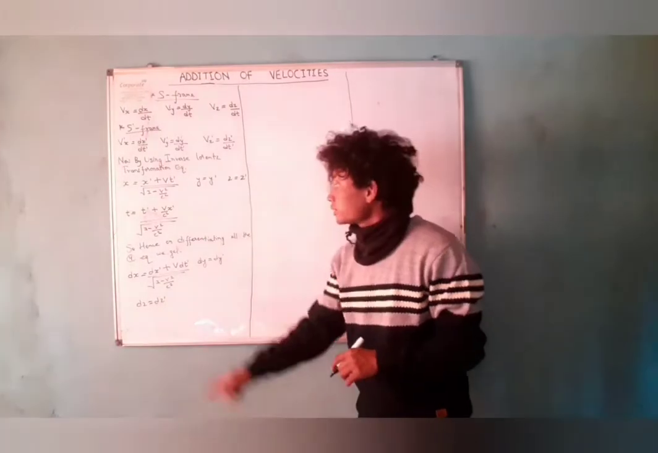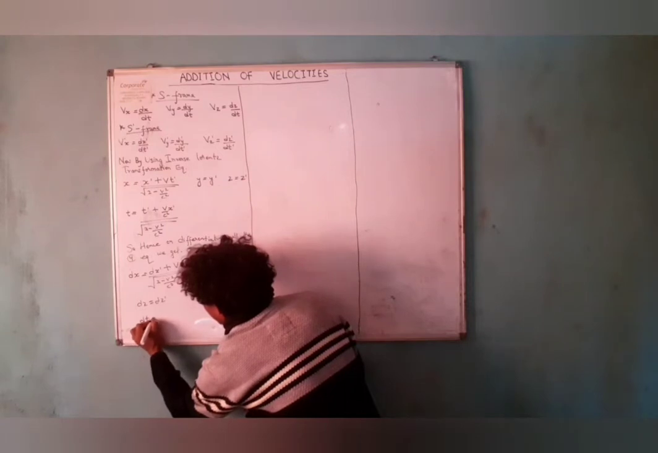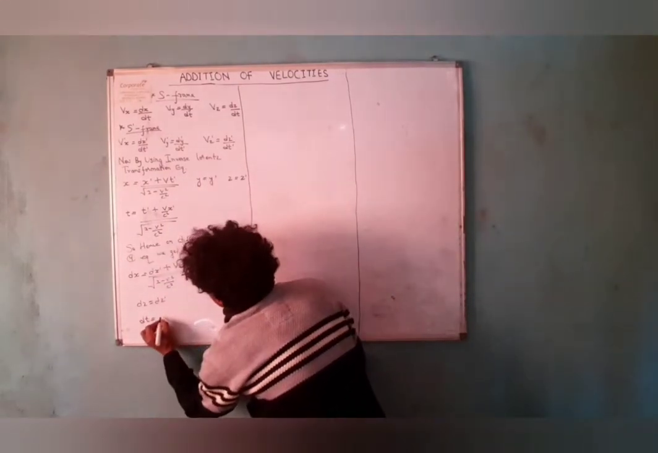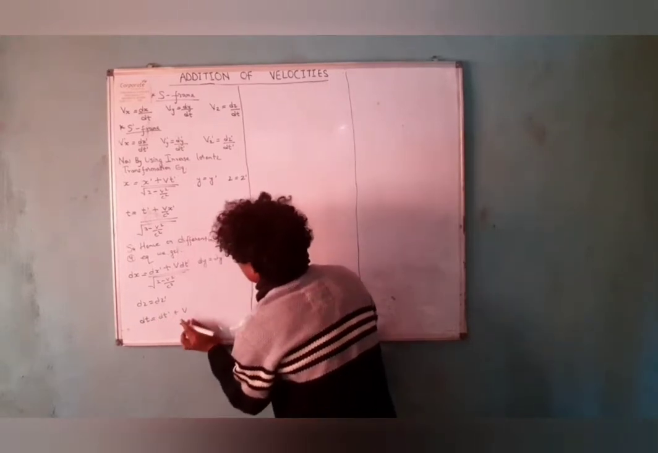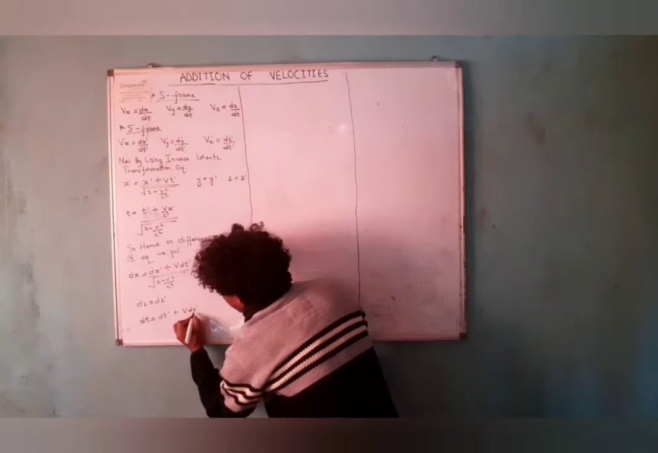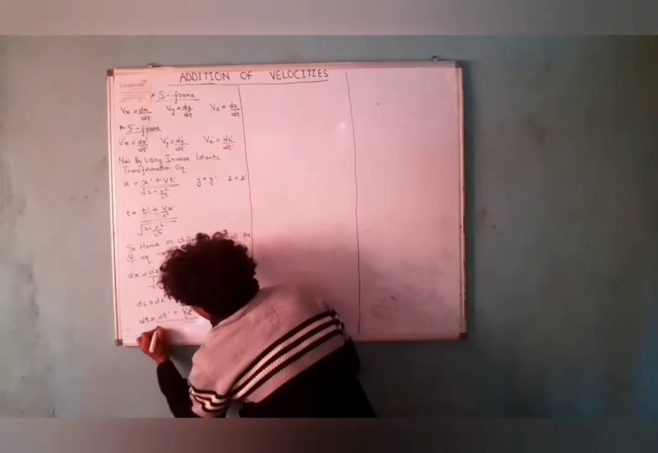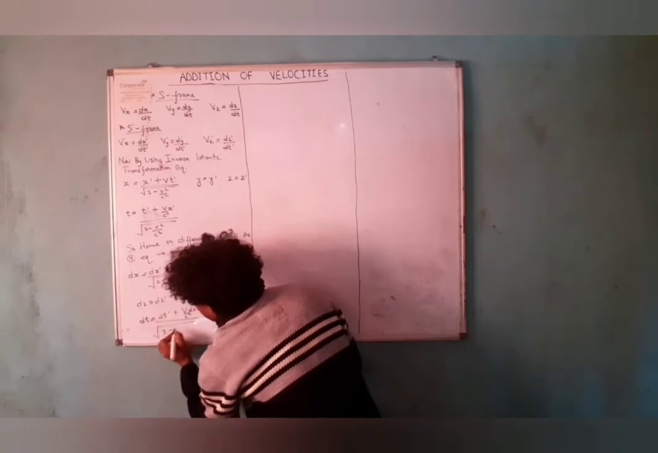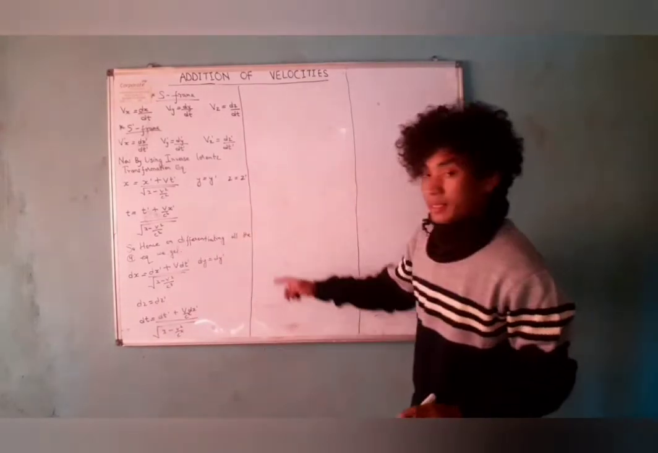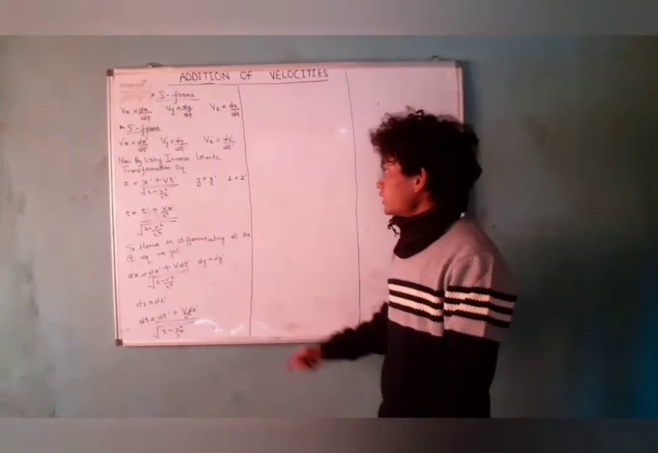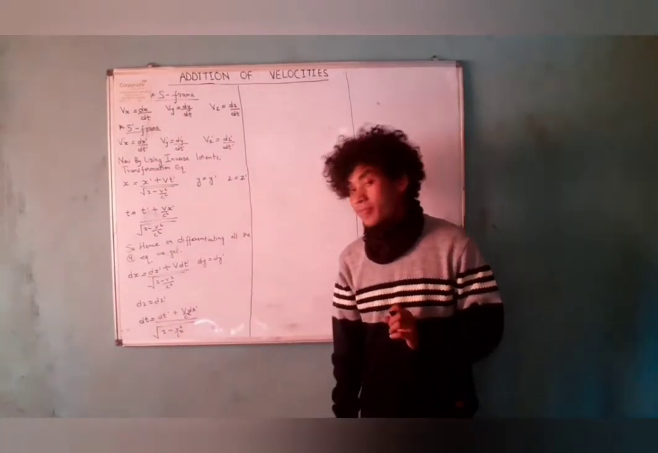On differentiating t, we get dt equals dt prime plus v, this v is constant, dx prime by c square, divided by root over 1 minus v square by c square. So we have differentiated here all the four inverse Lorentz equations. Now we have to find the value of Vx.